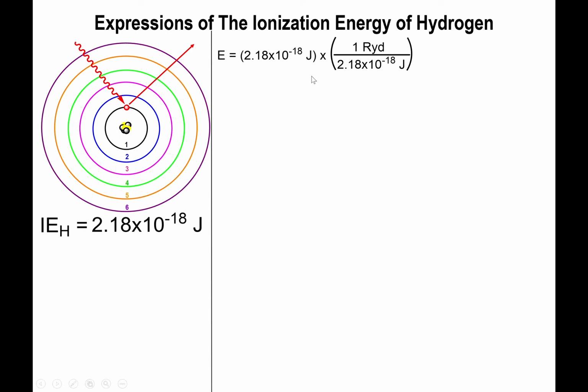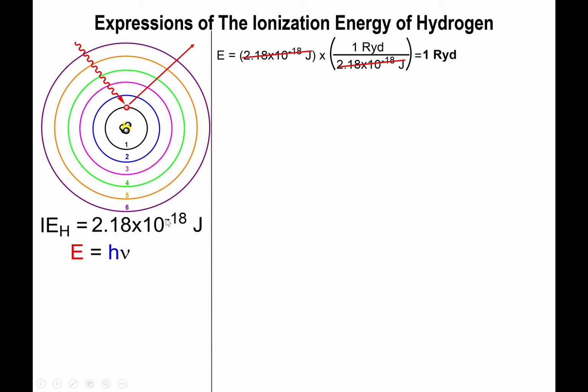The first one is called the Rydberg. The Rydberg is rather simplistic. In essence, this is simply a means of saying, okay, 2.18 times 10 to the negative 18 joules is the energy of ionization of hydrogen, but instead of saying all that, let's just divide it by itself and call that the Rydberg. In essence, 1 Rydberg equals 2.18 times 10 to the negative 18 joules. Simply put, the ionization energy of hydrogen is equal to 1 Rydberg. But keep that in mind, 1 Rydberg equals 2.18 times 10 to the negative 18 joules.